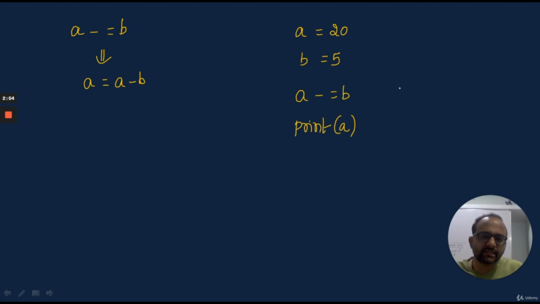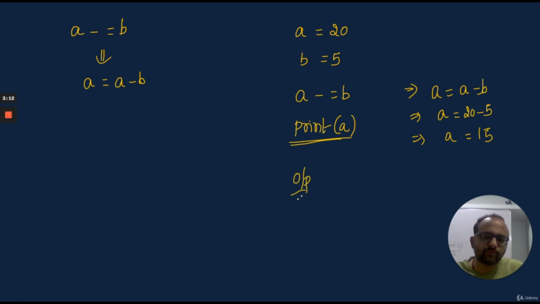So in this case what happens exactly is A is equal to A minus B, which means A is equal to 20 minus 5. The value of A will be evaluated as 15, and finally when you print the value of A here, the output will be displayed as 15, just like this.